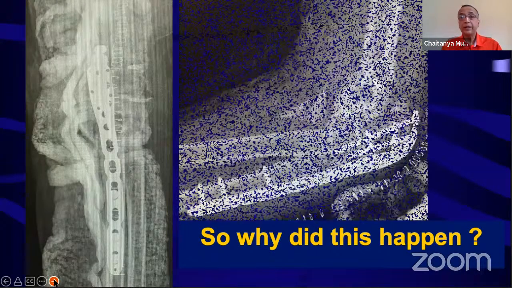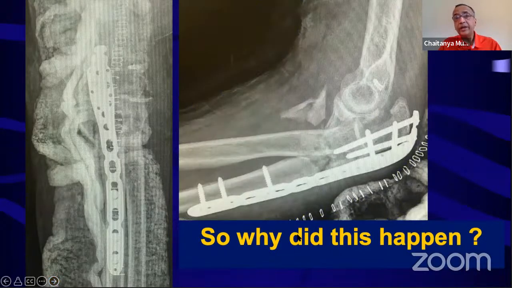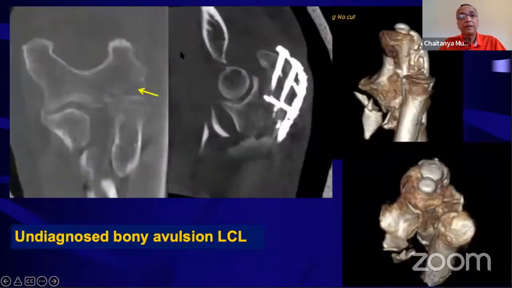So why did this happen? This happened because the anterior quadrilateral plate had not been restored. This happened because there was undiagnosed avulsion of the lateral complex from the distal humerus, and there was no purchase in the anterior portion of the ulna. So not surprisingly, you had no stability against posterior shear.